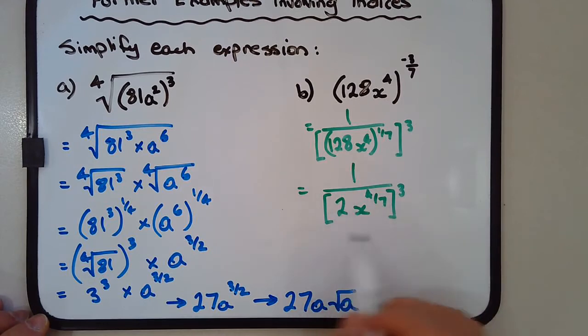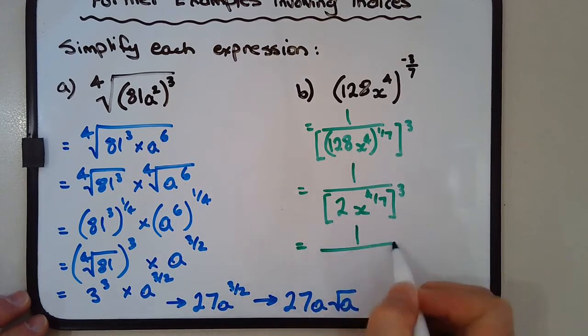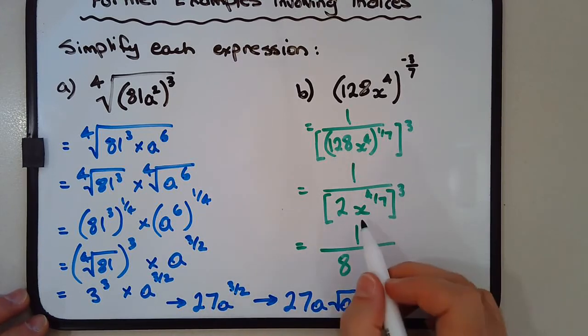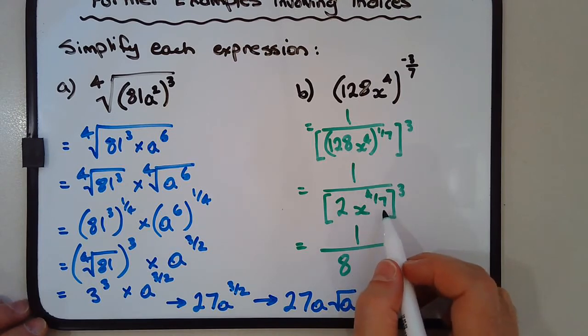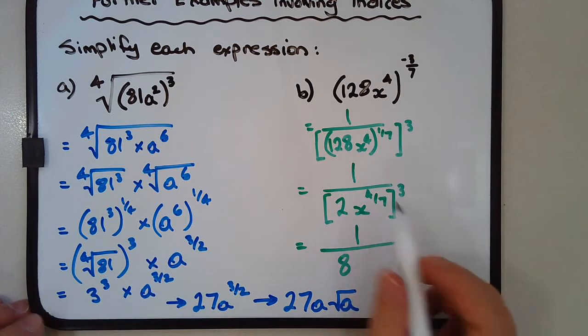So we're only working with the denominator now. Don't worry about the numerator. So 2 to the power of 3, that's equal to 8. So it's 1 over 2 to the power of 3, which is 8. X to the power of 4 on 7, all to the power of 3. You multiply the indices. So that's going to be x to the 12 on 7.